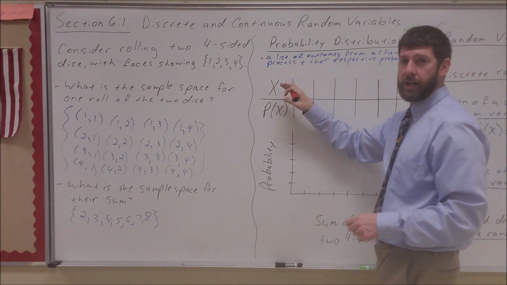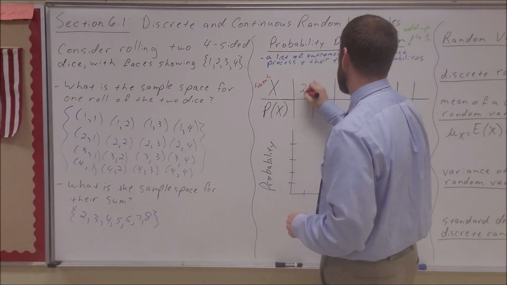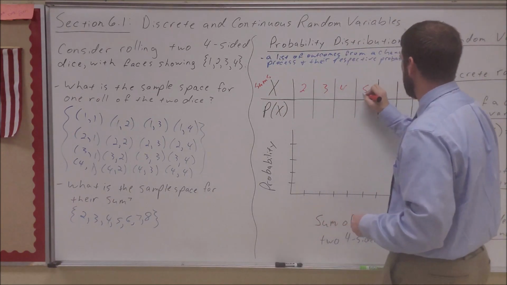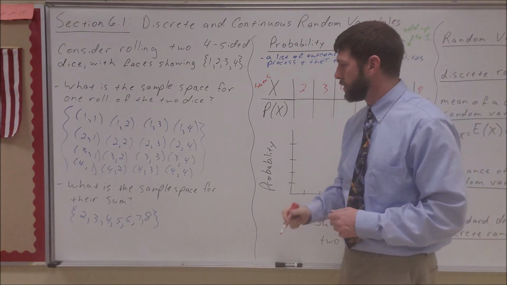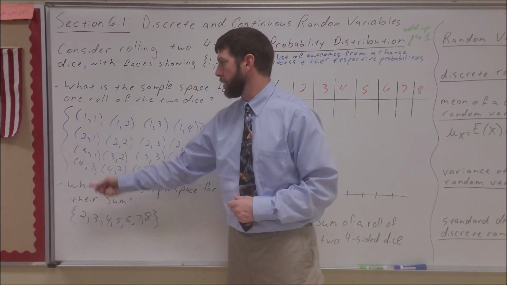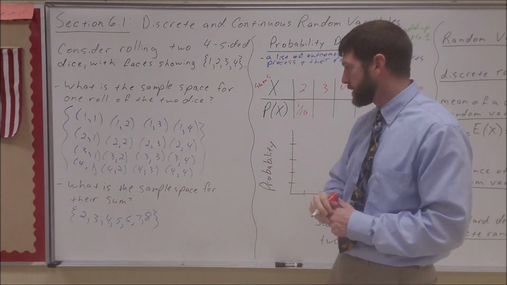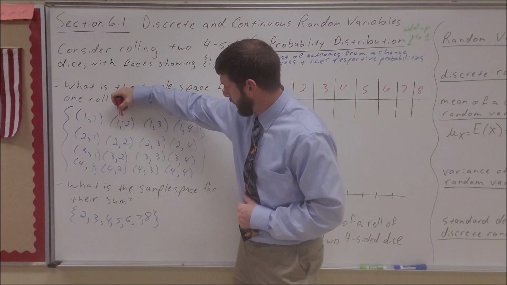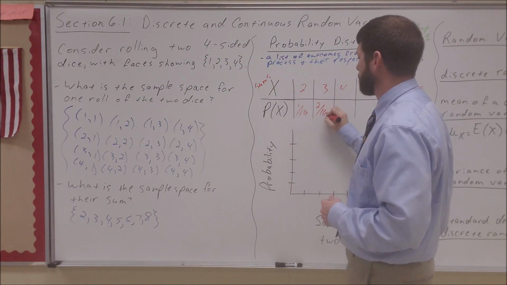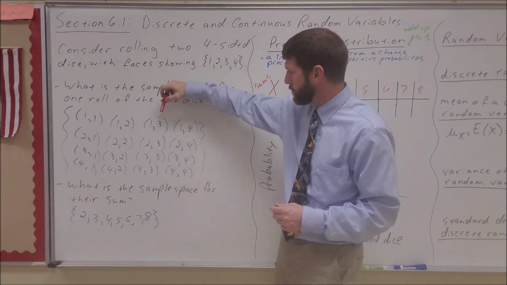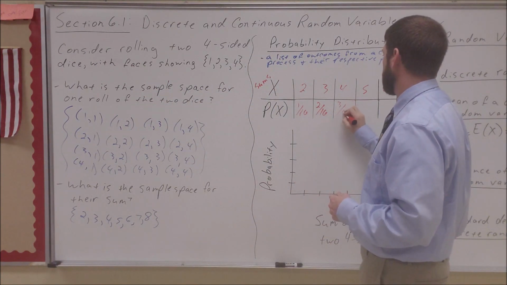All right, so let's let X represent the sums. So they could have been 2, 3, 4, 5, 6, 7, or 8. And then what's the probability of each? Well, if we go through, 2 occurred only once. It was the 1 plus 1. So 1 out of the 16. 3, we had 2,1 and 1,2. So that's 2 out of the possible 16. 4, we got a few different ways: 1,3; 3,1; 2,2. 3 out of the 16.